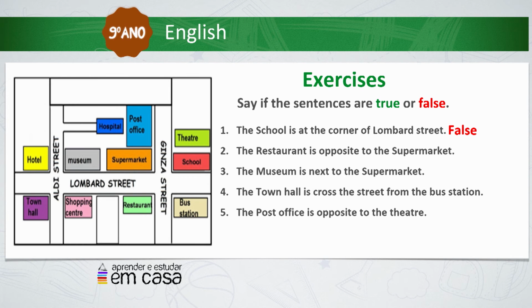The second sentence, the restaurant is opposite to the supermarket. Yes, it is true. The third sentence, the museum is next to the supermarket. You're right once again, that sentence is also true. The fourth sentence, the town hall is across the street from the bus station. Exactly, it is false. And sentence number 5, the post office is opposite to the theater.